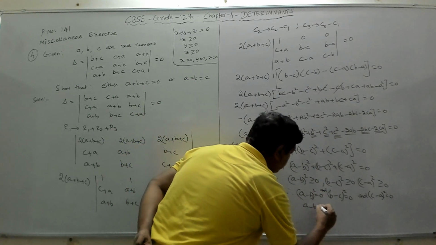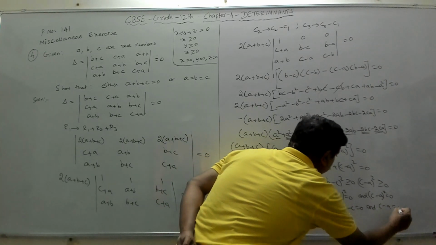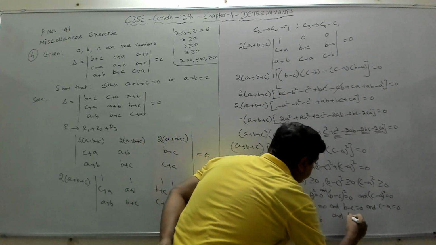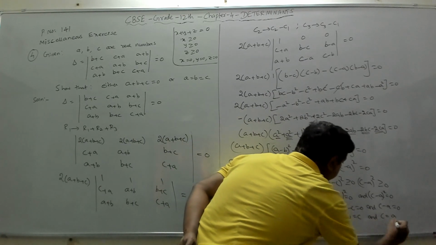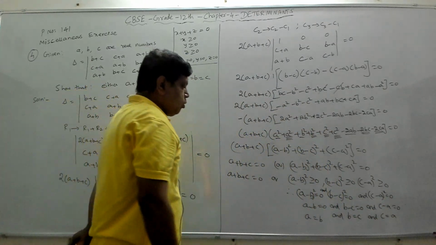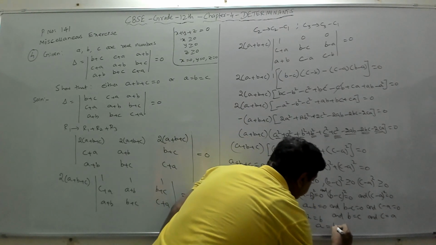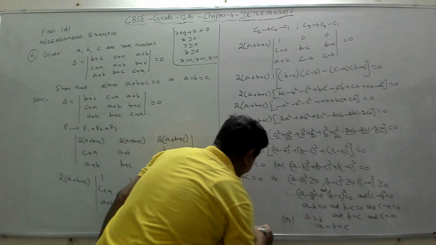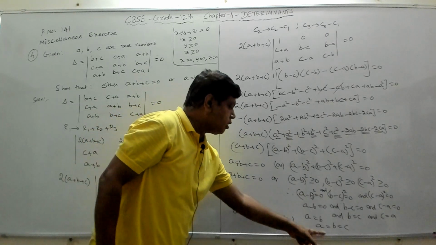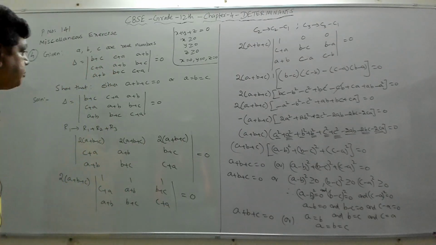So a minus b equal to 0 and b minus c equal to 0 and c minus a equal to 0. When a minus b equal to 0, a equals b. b minus c equal to 0 means b equals c. c minus a equal to 0 means c equals a. Now we finally got a equal to b and b equal to c and c equal to a, which means a equal to b equal to c. Or here we have a plus b plus c equal to 0. So either this is 0 or a equal to b equal to c. Fine, this is what we have to prove.